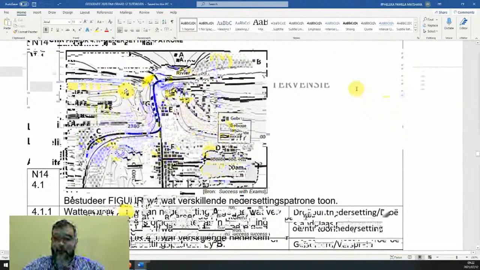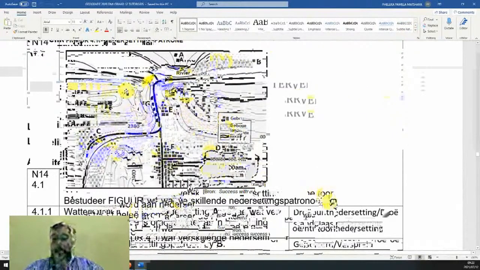Watter naam word aan nedersetting A gegee wat ver van water geleë is, omdat water as 'n bedreiging beskou word? What name is given to settlement A that is situated far from the water source, because water is seen as a threat? We just spoke about that now. So the answer there is obviously a dry point settlement. The droë punt nedersetting, of droë standplaas nedersetting in Afrikaans, or in English it is a dry point settlement.